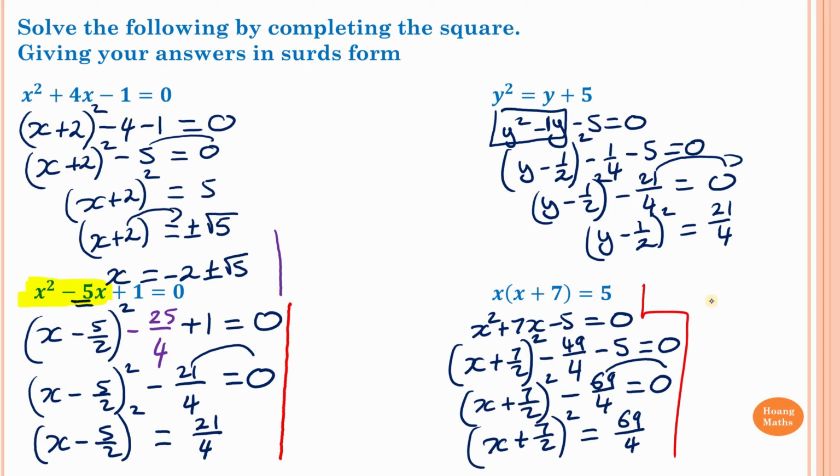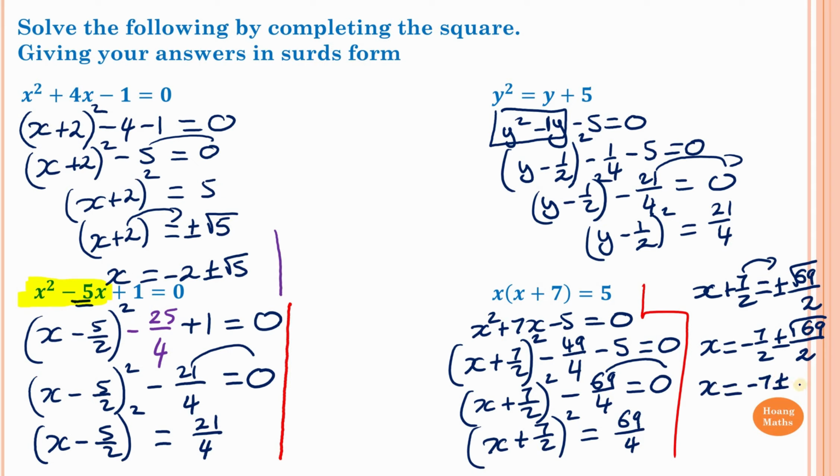So now I square root both sides. So I just write the answer here. x plus 7 over 2 is equal to plus or minus square root of 69 over square root of 4, which is 2. Then I just move this 7 over 2 on this side. So x equals negative 7 over 2 plus minus square root of 69 over 2. So you can write that in one term, which is equal to negative 7 plus minus square root of 69, all over 2.